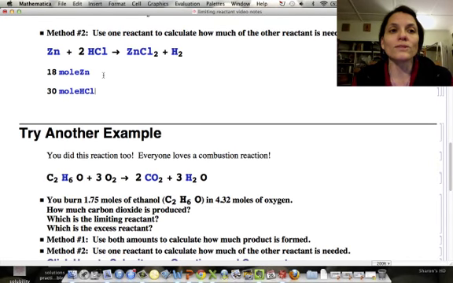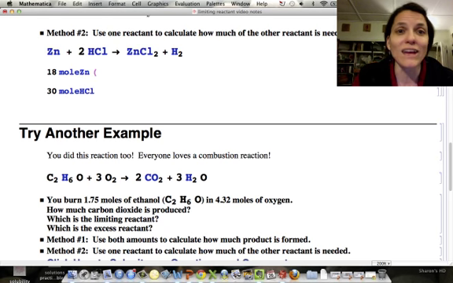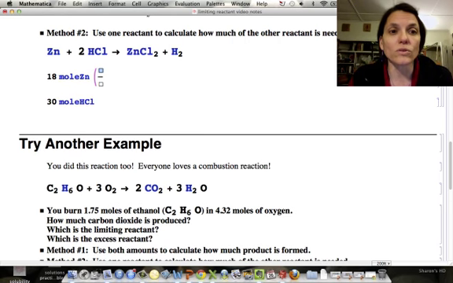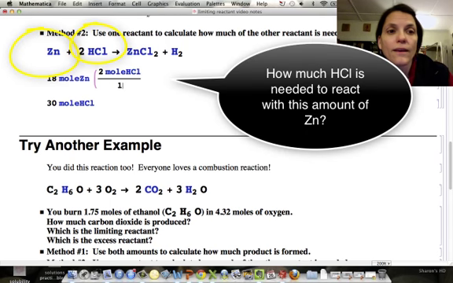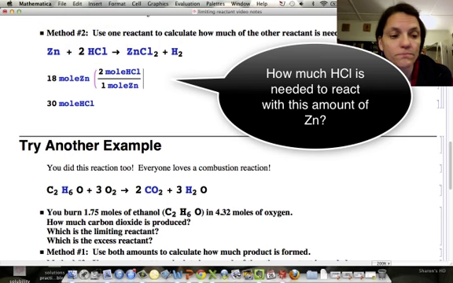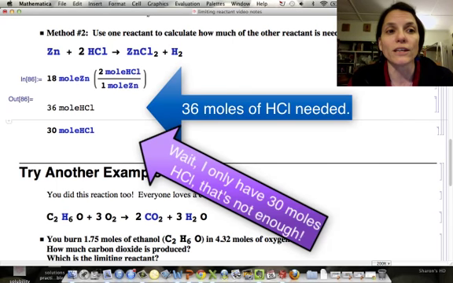So what I'm going to do is start with the 18 moles of zinc, and use that to figure out how many moles of HCl are actually needed to react completely with that amount of zinc. So instead of doing the mole ratio to the product, I'm going to do the mole ratio from one reactant to another. I'm going to put 2 moles of HCl on the top and 1 mole of Zn on the bottom. So you notice what I get for my answer. What I've found out is that it requires 36 moles of HCl to react completely with 18 moles of zinc.